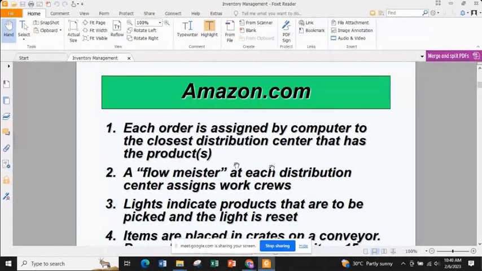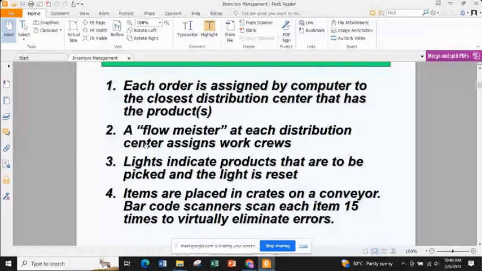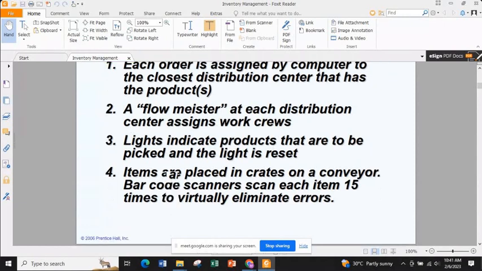So that's the future. Okay. So each order is assigned by a computer to the closest distribution center that has the products. A flow master at each distribution center assigns work crews. Lights indicate products that are to be picked, and the light is reset. Items are placed in crates on a conveyor. Barcode scanners scan each item 80 times to virtually eliminate error.